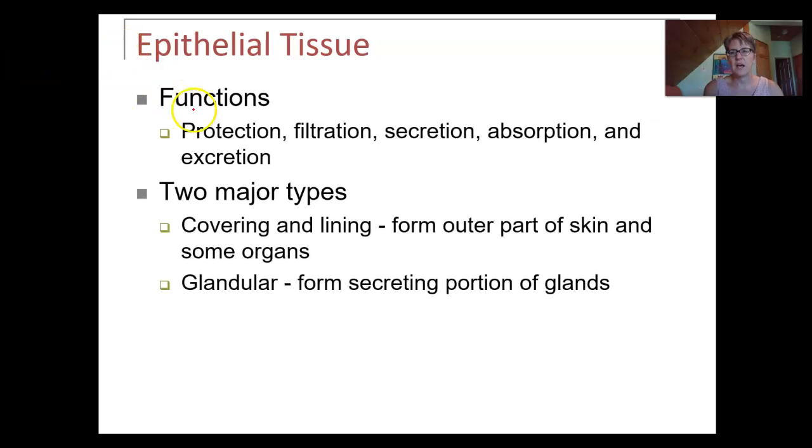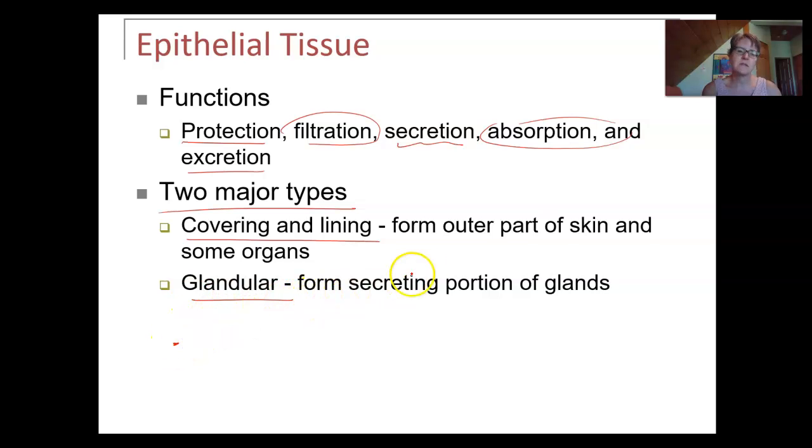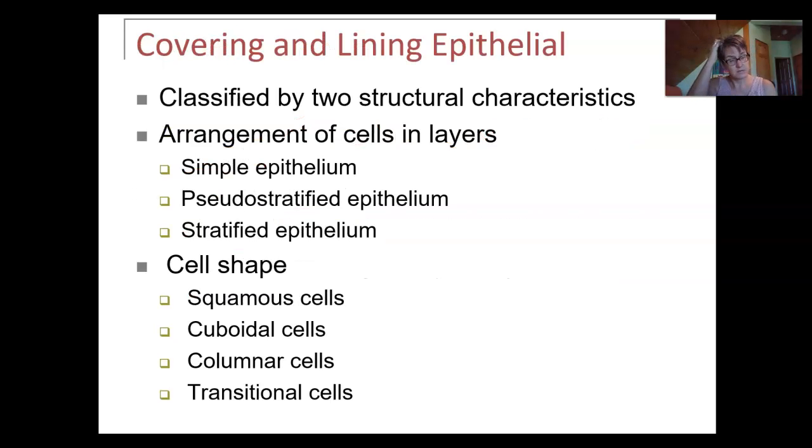Okay, here's my functions. I can protect if I'm many layers. I can filtrate and absorb if I'm one layer. I can do secretion because I'm a gland, and excretion because I'm a gland. Okay, there's 2 major types, covering and lining, and glandular. I feel like there's 3 types, but I'm going to let that go. So I'm either covering and lining or I'm glandular.